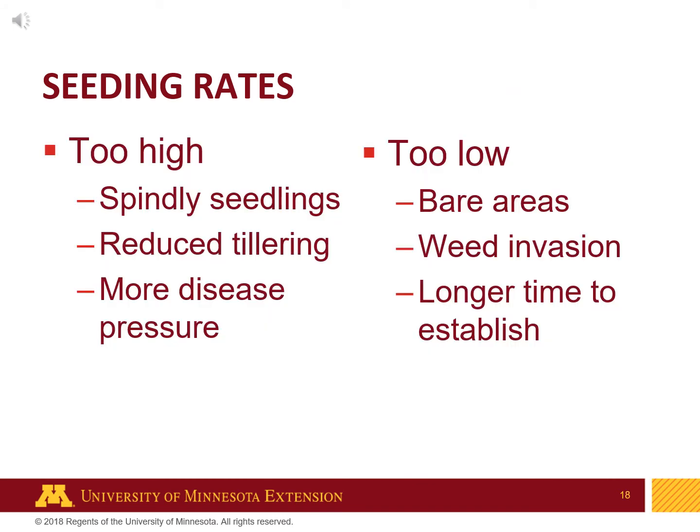The seeding rate guidelines on the previous slide are important to follow. If seeding rates are too high, the plants will be spindly, produce fewer tillers, and be more prone to disease. If the seeding rate is too low, bare areas will allow for greater weed invasion and the turf will take longer to become established. Ideally, there should be between 1,000 and 2,000 seedlings per square foot.